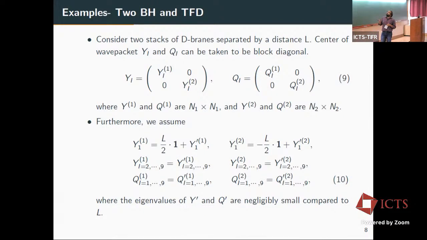This is a block diagonal structure with the blocks Y1 and Q1 of N1 cross N1, and Y2 and Q2 of N2 cross N2. The Y1 in the coordinate eigenspace is centered around (L/2, 0, 0, 0), and Y2 here is centered around (-L/2, 0, 0, 0) with some fluctuations, where the fluctuations are negligibly small compared to the distance of the two stacks, L.